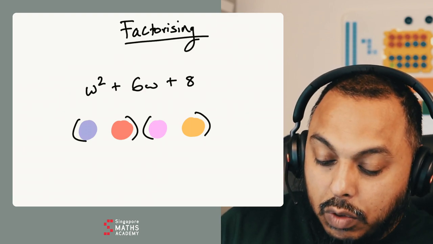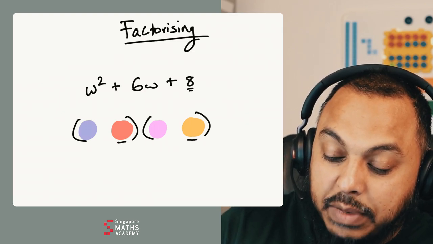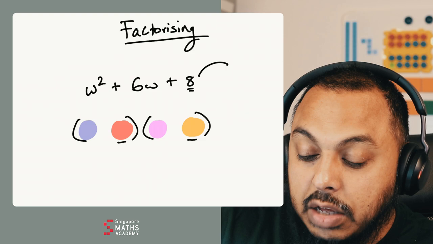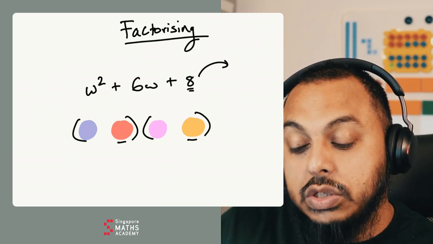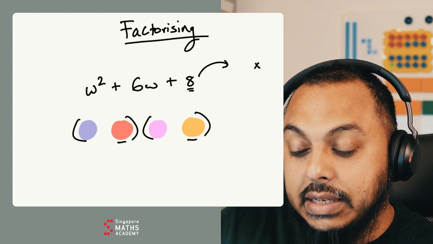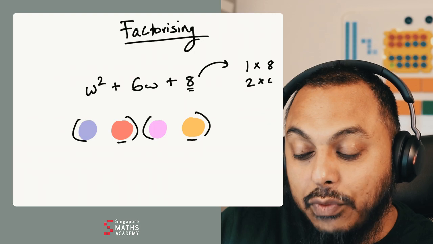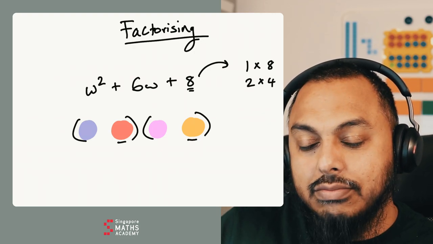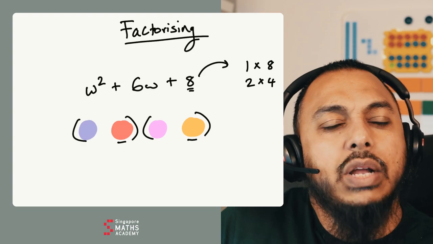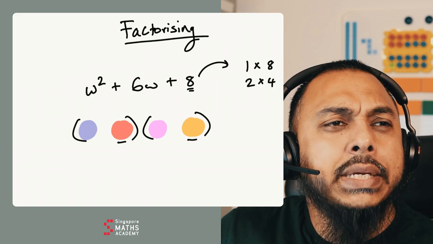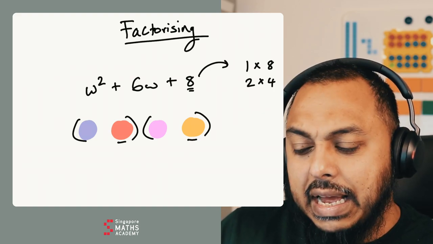Then I know this times this is going to give me my 8, because that's the last thing I do. So I need to think about what numbers multiplied give me 8. I know 1 times 8 is 8. I know 2 times 4 is 8. I know that's about it, right? 2 times 4 and 1 times 8. These are the factors of 8. Okay, so I've got 1 and 8 and 2 and 4.